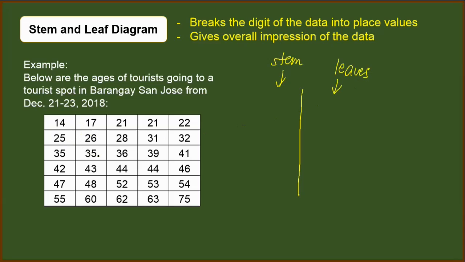So again, let's use 14. We will break 14 down into 1 and 4. Next, we have 17. Since 17 shares the same tens digit as 14, we will not write 1 again. Instead, we will just put 7 next to 4. It means that for the data having a tens value of 1, we have two data qualifying that condition, which are 14 and 17. This goes on and on until we have written all the data, grouping, of course, those data having the same tens digit.